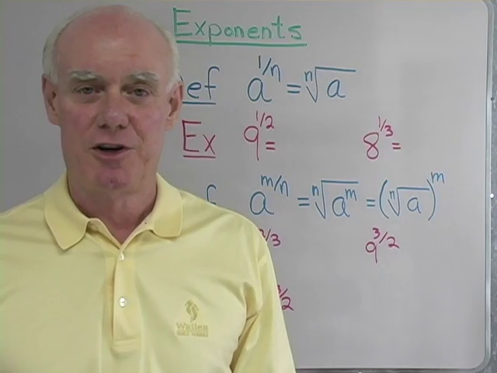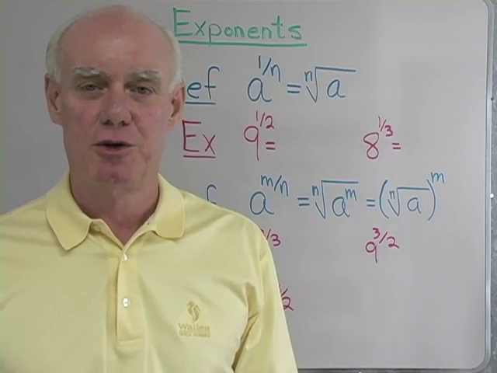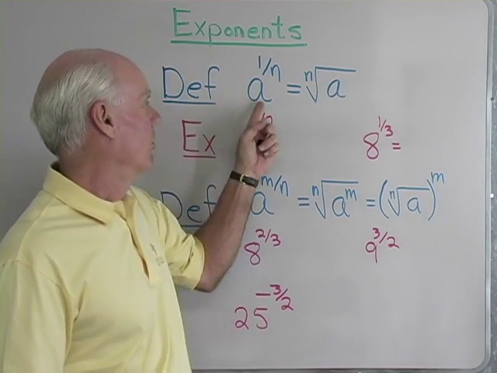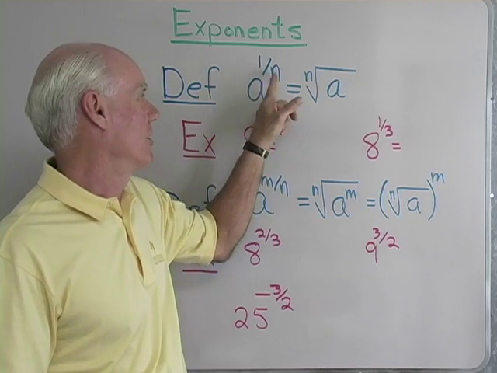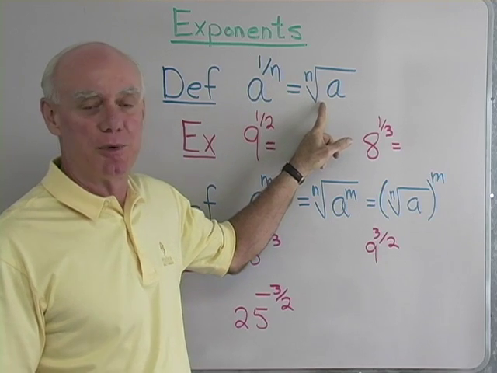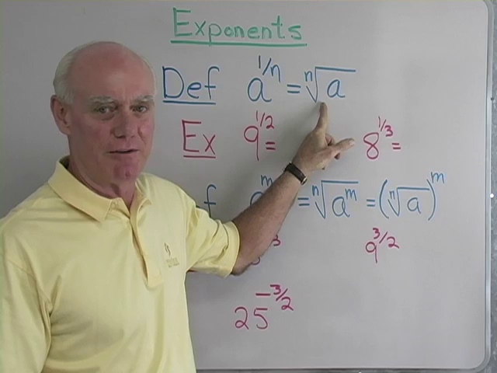We want to continue with our definitions for exponents to include exponents that are rational numbers. Up here I've written the definition for some base a raised to the 1 over n power, where n's an integer. That turns out to be, by definition, the nth root of a.